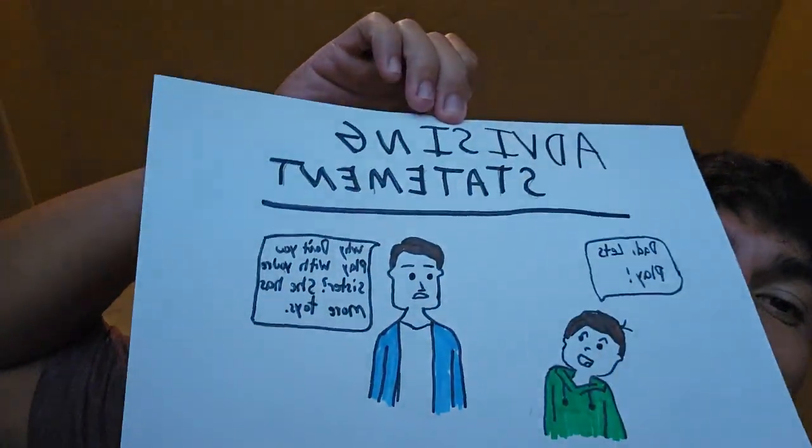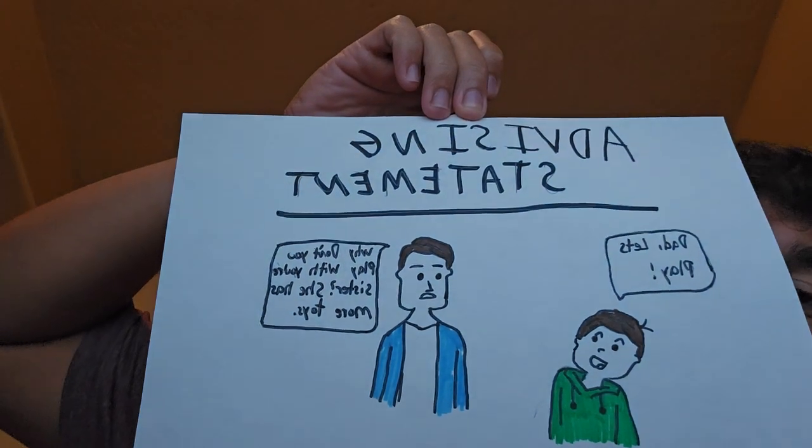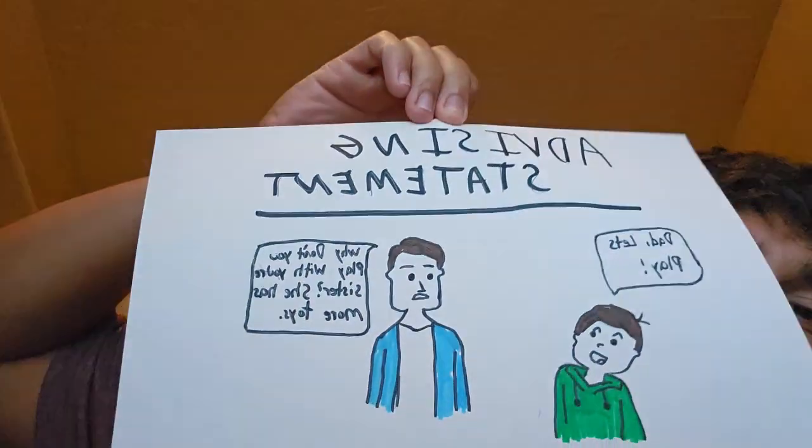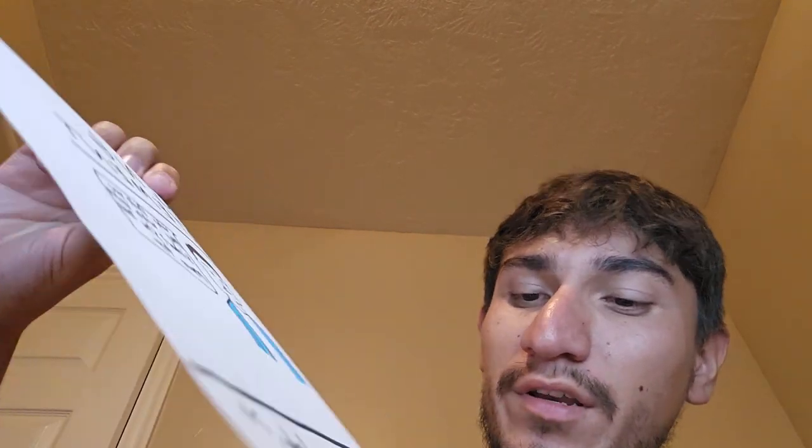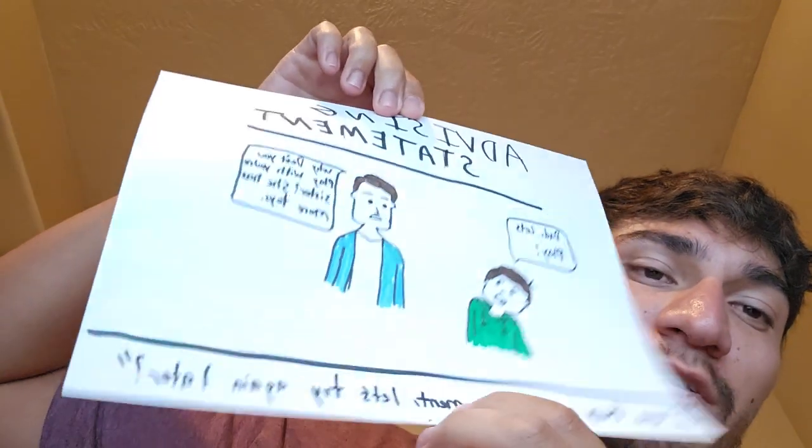Next, I decided to go with advising statements. This is basically telling someone to do something else, giving them advice just because maybe it benefits them. Here I put the son trying to play with his dad. He said, "Dad, let's play." And the dad said, "Why don't you go play with your sister? She has more toys." Him basically saying, "If you go play with her, you'll probably have a lot more fun." One way you could have rephrased that would have been, "I'm busy at the moment. Can we try again later?"